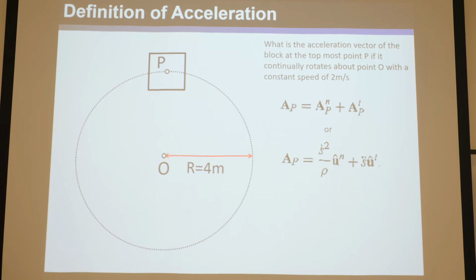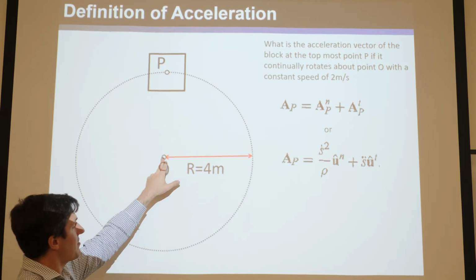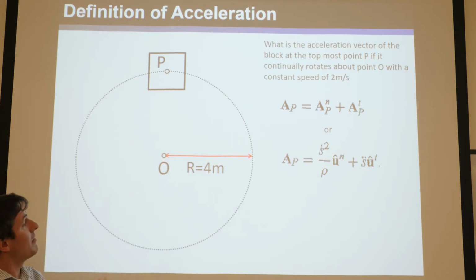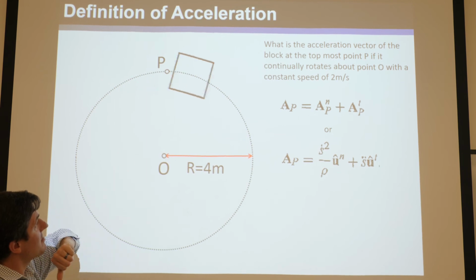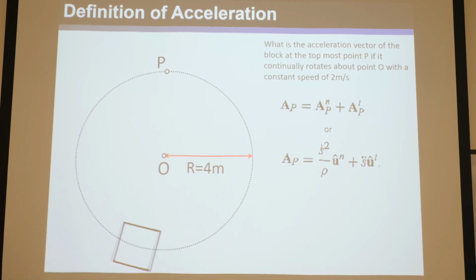Okay, so let's do a quick example. What is the acceleration vector of the block at the topmost point P if it continually rotates about point P with a constant speed of 2 meters per second? So imagine you have a circle. Here's the center of the circle. Its radius is 4 meters. You've got a block up there at point P, and it's rotating like this. At that instant, it's moving at 2 meters per second. The question is, what is the acceleration vector of the block at the topmost point P?